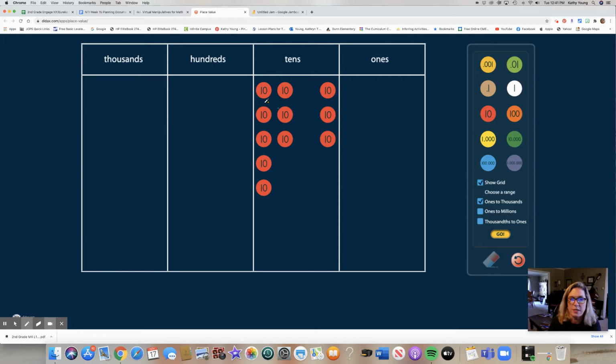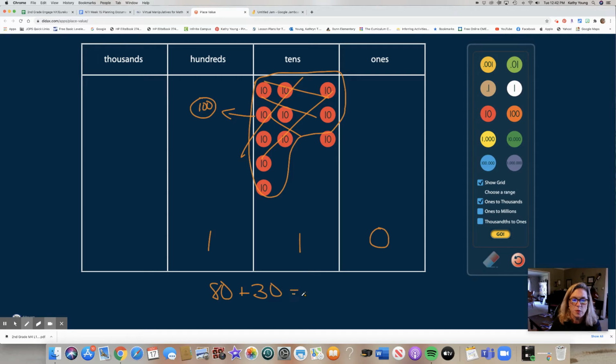So what I'm going to do is I'm going to take 10 of those, and I'm going to turn them into a 100. Okay, so these are now gone. Okay, I have 100 and I have 110. I have no ones. So 80 plus 30 equals 110. Anytime that you can bundle a 10, you can move it over to that next biggest section. Okay.